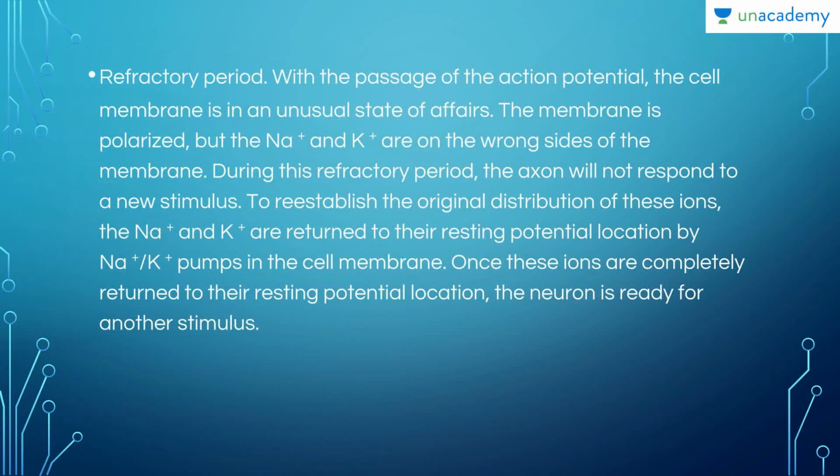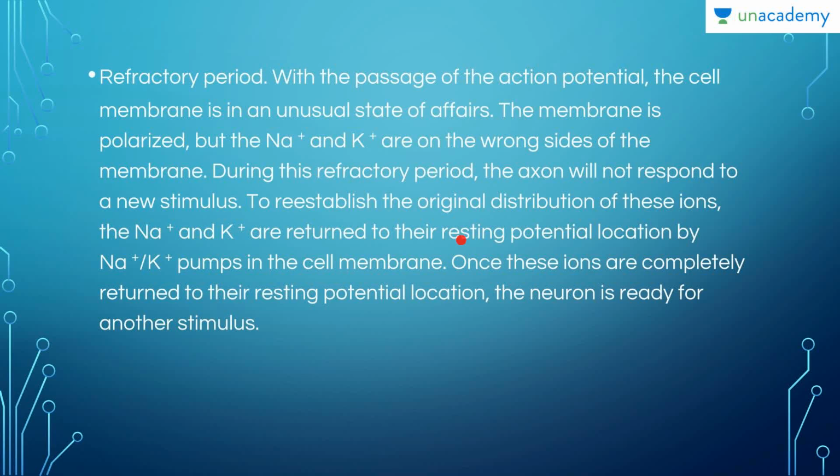Then we have the refractory period. With the passage of the action potential, the cell membrane is in an unusual state of affairs. The membrane is polarized, but Na plus and K plus are on the wrong sides, according to the convention. During this refractory period, the axon will not respond to a new stimulus.